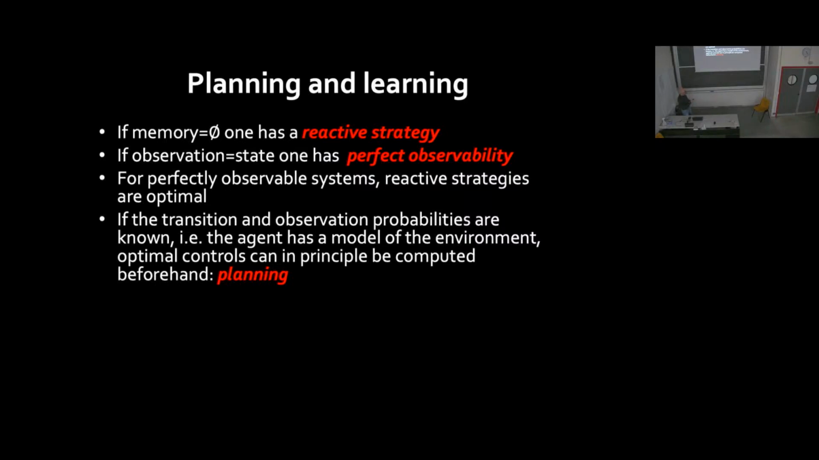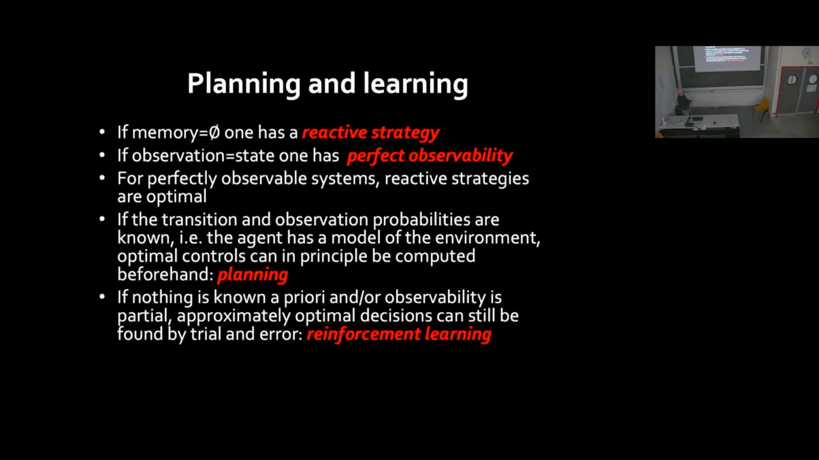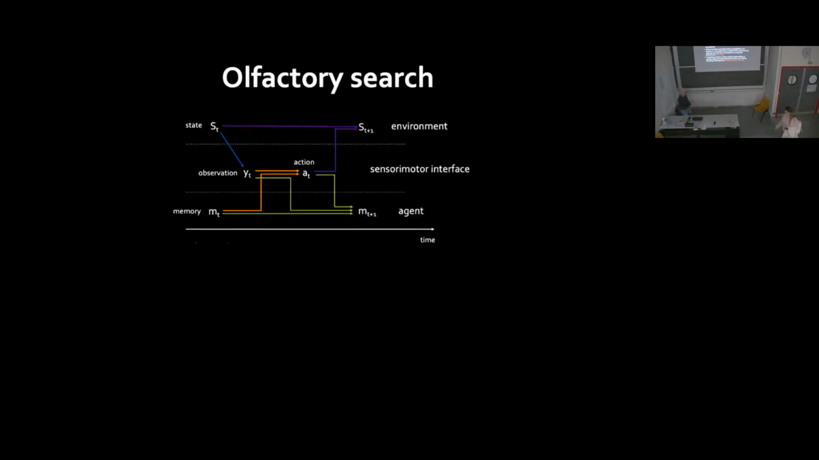What can you do when you don't have this information? You can learn by trial and error. You can repeat trials, keep something as a record, and improve on that behavior. So you replace your a priori knowledge here with some a posteriori knowledge given by experience, and still you can optimize. Okay? So what does this all mean in the context of olfactory search?